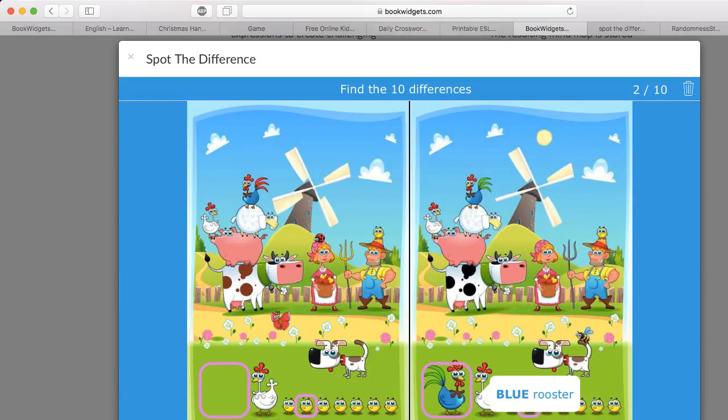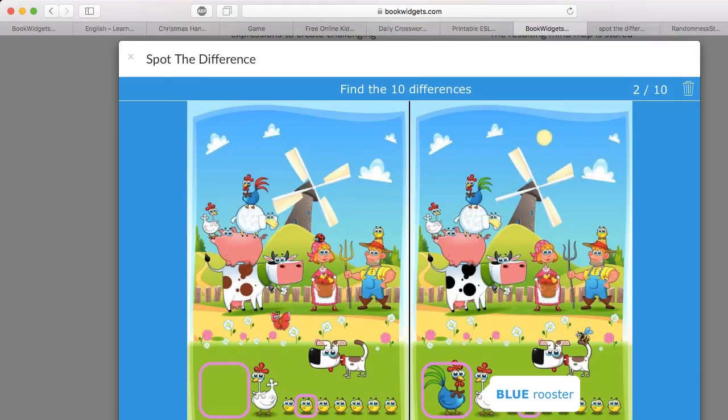The best way to do this would be, in the second picture, there is a blue rooster. And in the first picture, there is no rooster. So if you're using complete sentences, you are fully trying to develop your English skills, okay? So let's see any other differences that you've noticed.